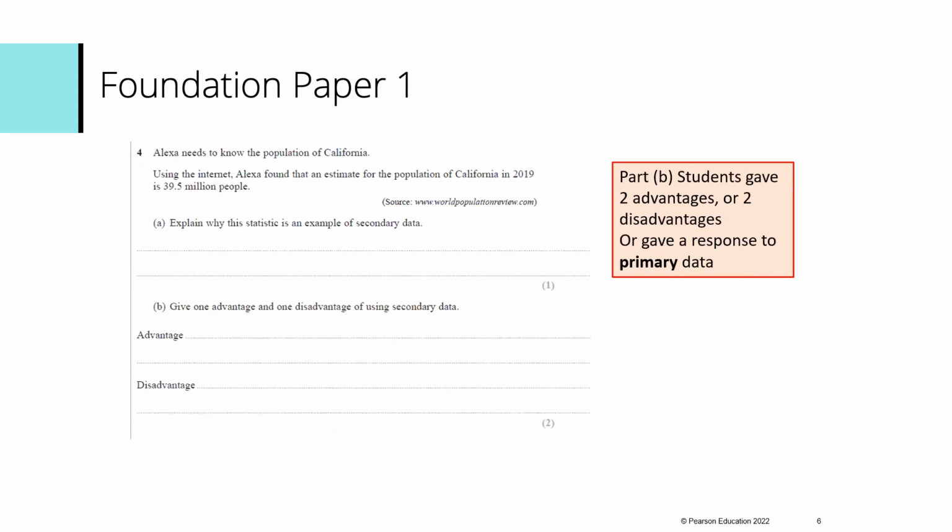On question 4, I'll give you a second to read this question, particularly those not familiar with the paper. With this question, whether it's exam stress or panic, in part B students gave perhaps 2 advantages or 2 disadvantages, or actually gave a response to primary data. So get them to underline the keywords: it's 1 advantage and 1 disadvantage, and it's using secondary data. Even though the answer space has an advantage and a disadvantage, they still gave 2 of one or 2 of the other.